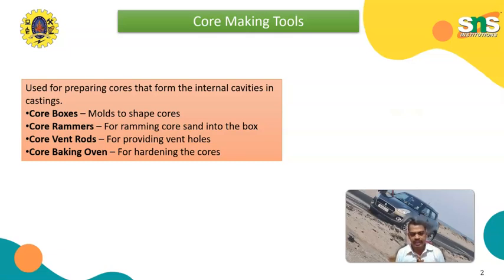Next one is melting. Heating the metal to its liquid form using a furnace. No hand tools; use a cupola, induction or electric furnace. Next one is pouring, transferring the molten metal into the mold cavity. Generally the tool used is a ladle.